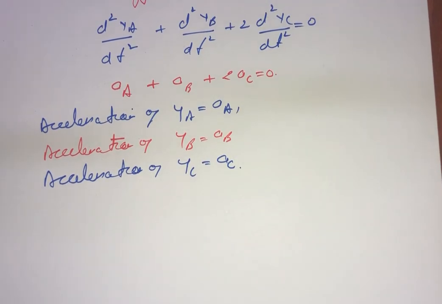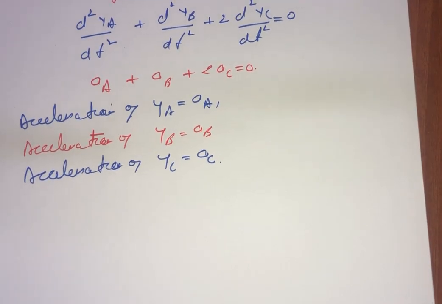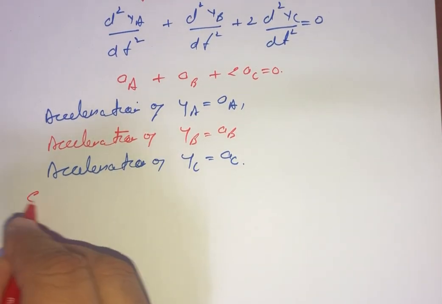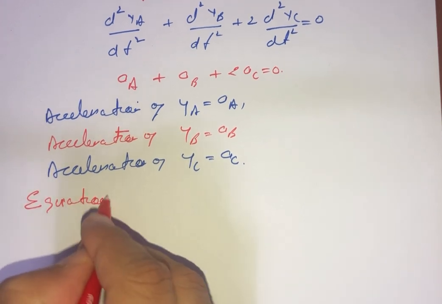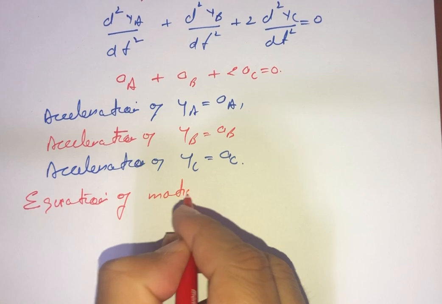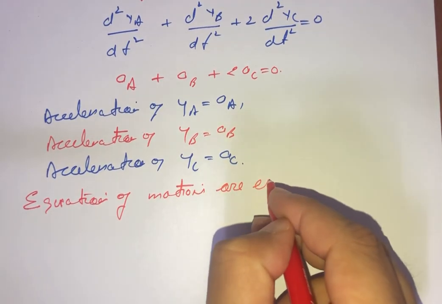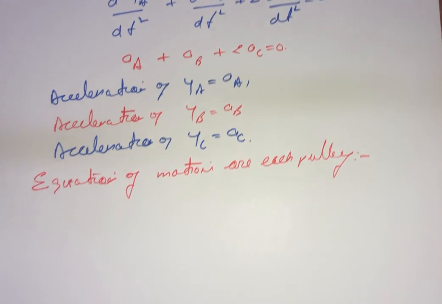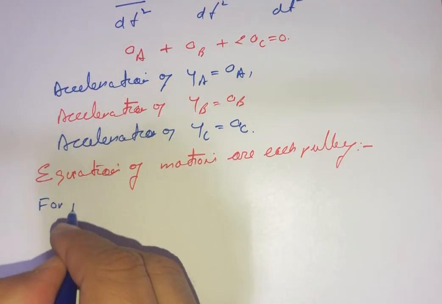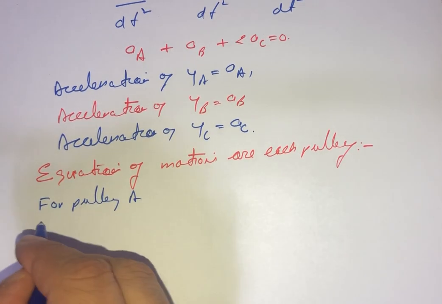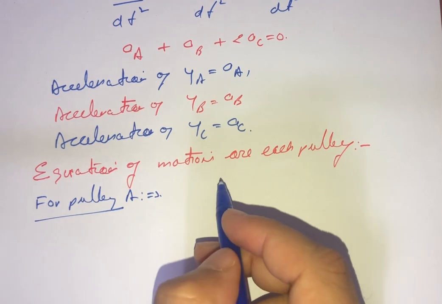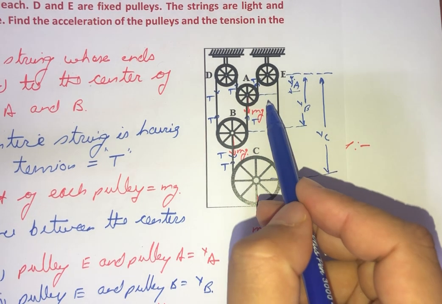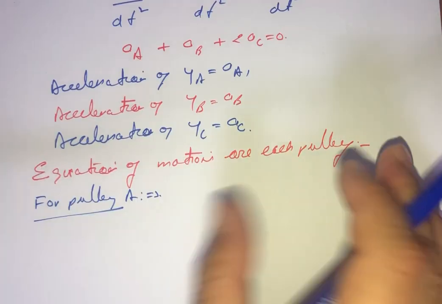Now we are going to take the equation of motion for each pulley A, B and C. So for pulley A, we are going to have mg in the downward direction, and we also assume that the acceleration is downward. Okay, let me write it here.